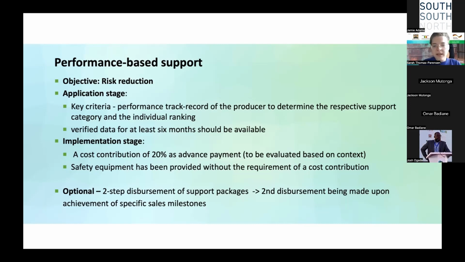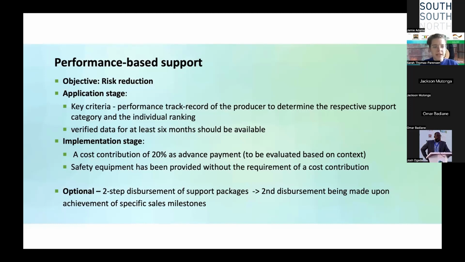So the key point is to look at the producers that are already in the market and have a performance track record of their production. This is also important for categorizing them into the three levels. Based on that, we support them by checking over a longer time period. We have done that in the project for 3 months, where we verified sales data, and only then supported producers who had this verified sales data. So you can really pick up the best performing producers that already exist in the market.